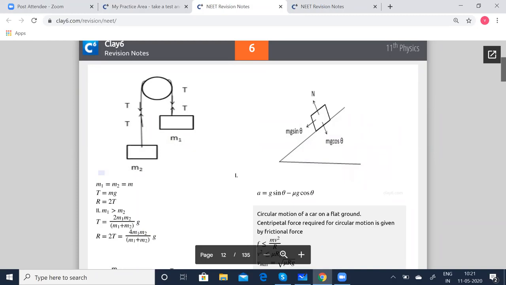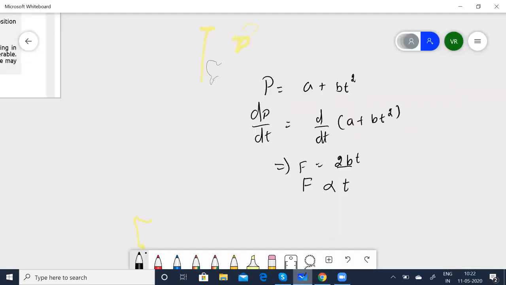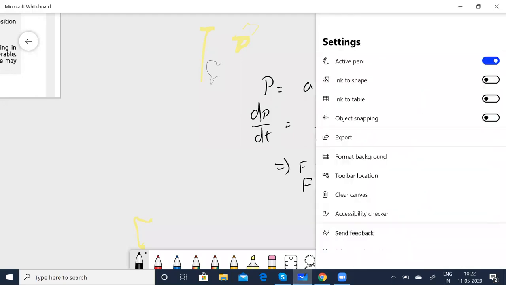Two bodies of masses M1 4 kg and M2 3 kg are suspended at the ends of a string of negligible mass passing over a frictionless pulley as shown. The acceleration of the system is what? Okay. Now the diagram is given. Okay, let me quickly solve that. Before that, let me clear the canvas.